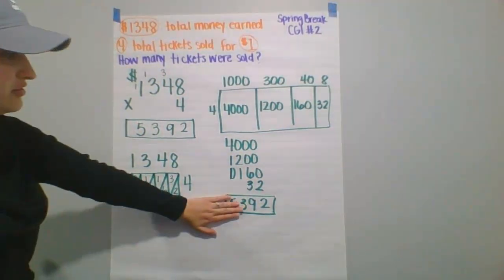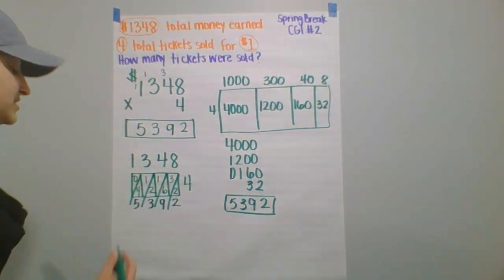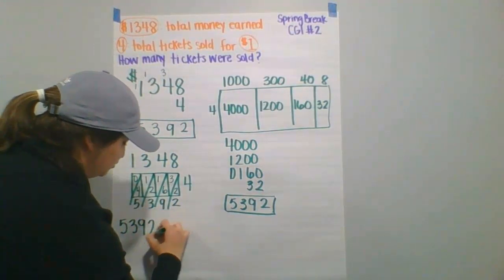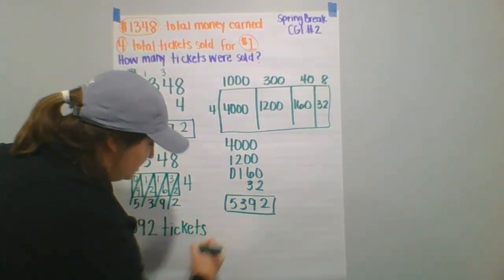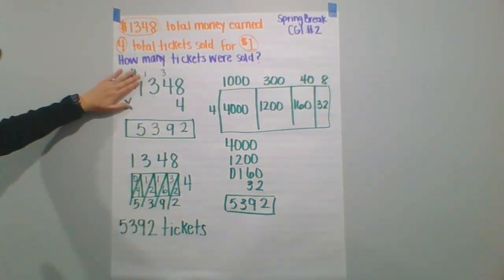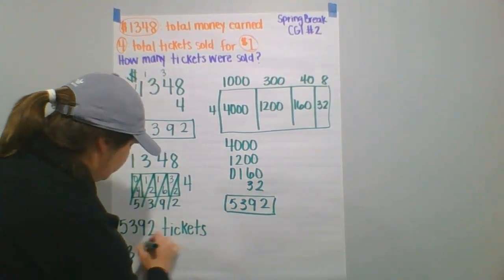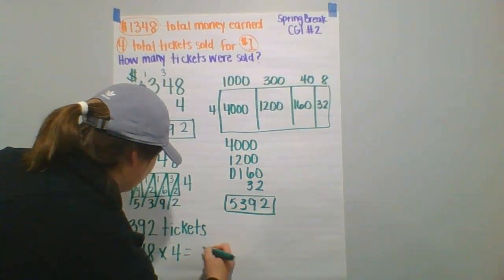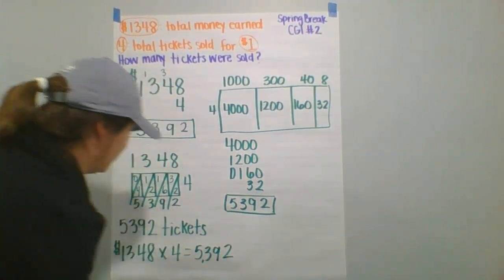So you'll notice on all three of these strategies, we're getting the exact same answer. So our answer is 5,392 tickets. And then our number sentence is us taking $1,348 and multiplying that times 4 to get 5,392.